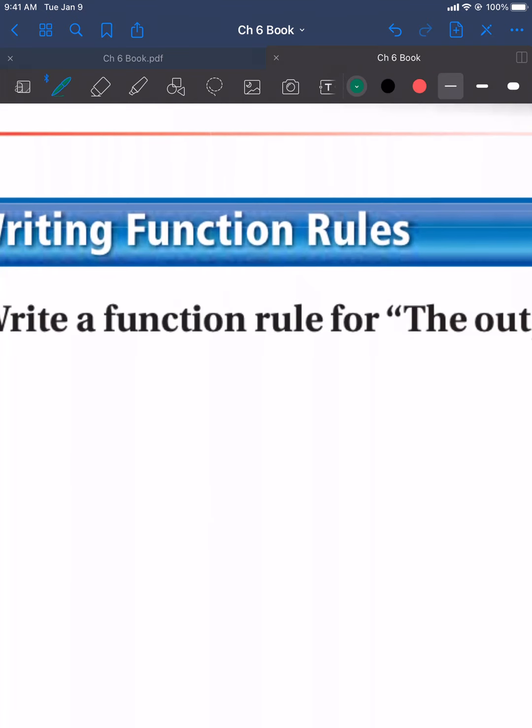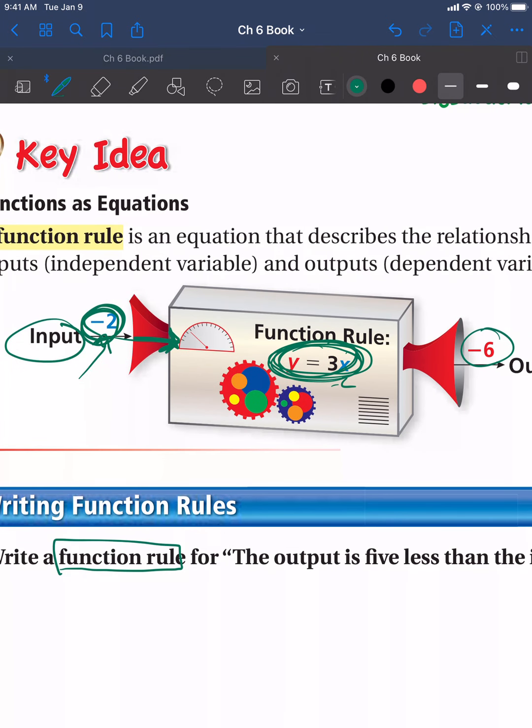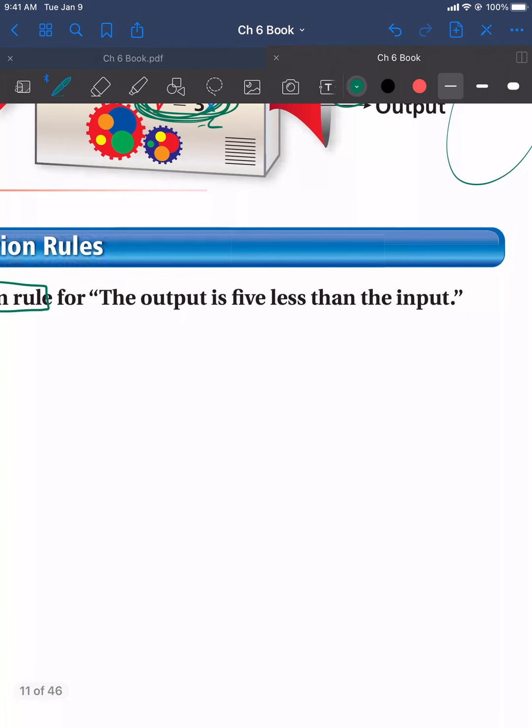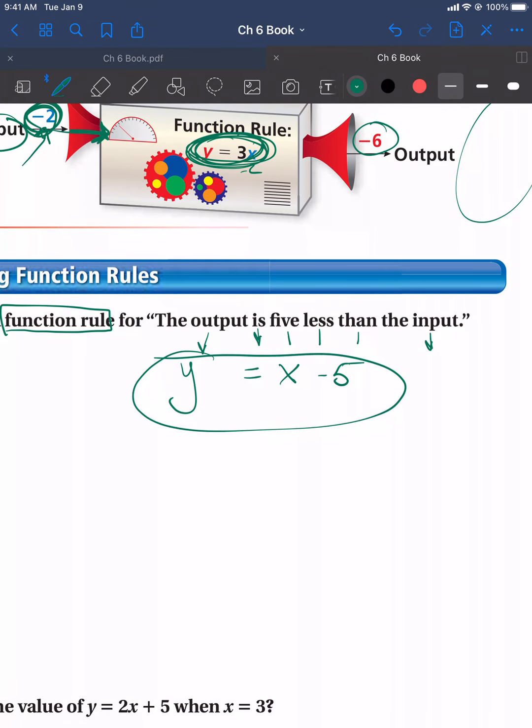Number 1 says, write a function rule. Function rules are the things that are happening to the inputs and the outputs, okay? For this, here it is. The output, which you guys know is your y, means what? Equals 5 less than the input. So it's not going to be 5 minus the input. It's going to be the input take away 5. Super important that you have those two figured out. It's not 5 minus the input. It's the input take away 5 because it's 5 less, right? So it's going to be the input, which is our x's, minus 5. Okay? This right here, this fancy equation we just made, is the function rule.